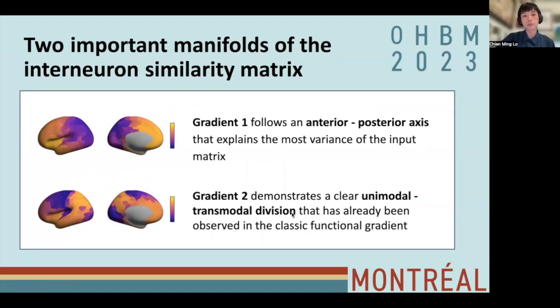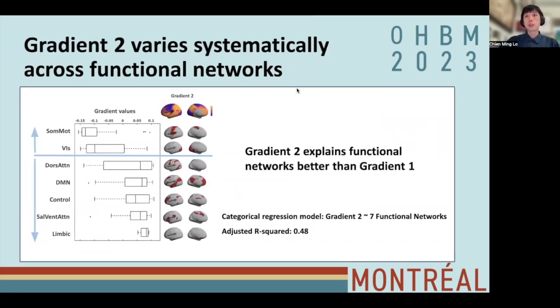We perform categorical regressions to predict the gradient values using the 7 functional networks as predictors. Not surprisingly, our findings reveal that gradient 2 shows twice better explanatory power compared to gradient 1, according to the R-squared. Moreover, when we organize the second gradient values based on the functional networks, a clear pattern emerged. We observe a clear division from unimodal networks, such as somatomotor and visual networks, towards other more transmodal networks.